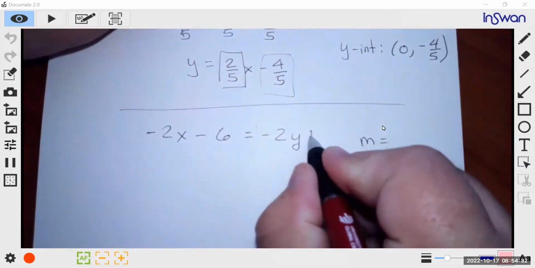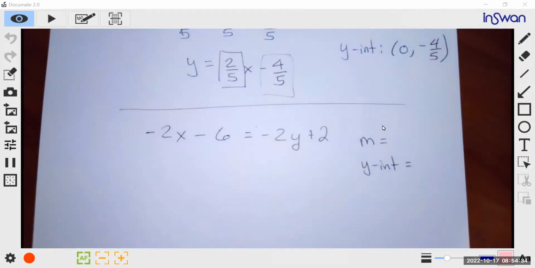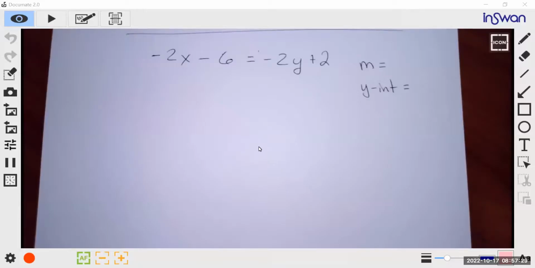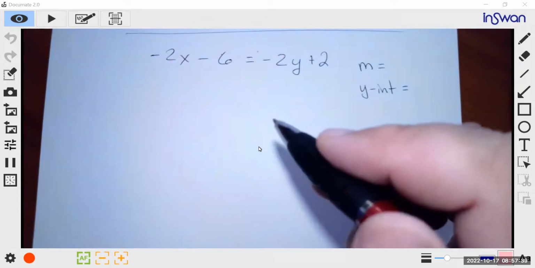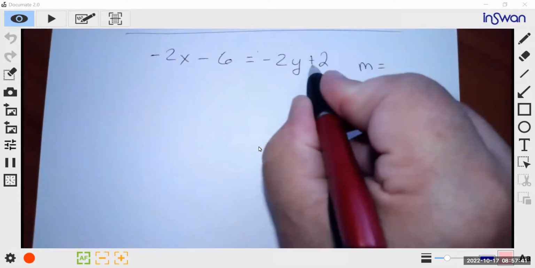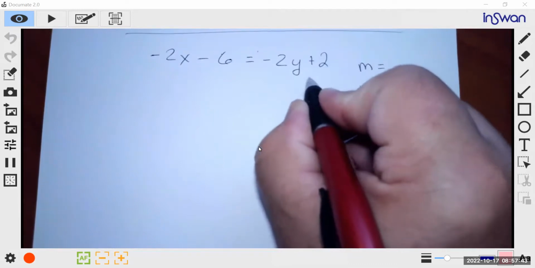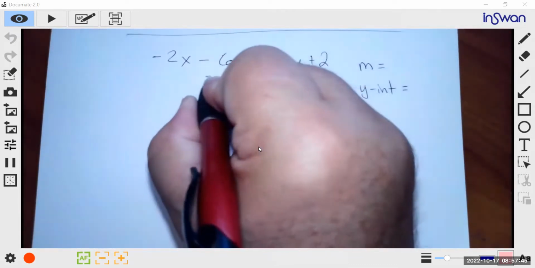Let me make it even better. I'm going to add 2 to the second. There. All right, what's the first thing I have to do? Remember, my objective, I have to get what by itself? The y. So here's the y. There's no y there. So what do I have to get rid of first? The plus 2. I subtract 2 from both sides.